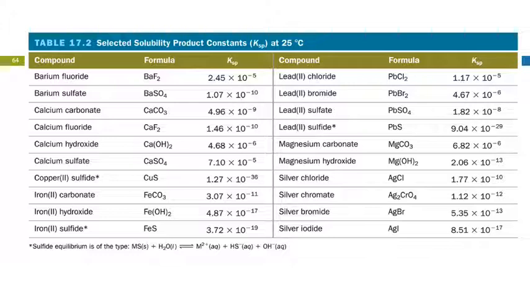KSPs are not something that you memorize. Here's a table from your textbook showing a bunch of different KSPs. Looking at them, you can see that they vary significantly. Copper 2 sulfide, 10 to the minus 36, that's pretty insoluble. And some of the others, lead chloride is 10 to the minus 5. That's probably a little more soluble. So you just look them up.